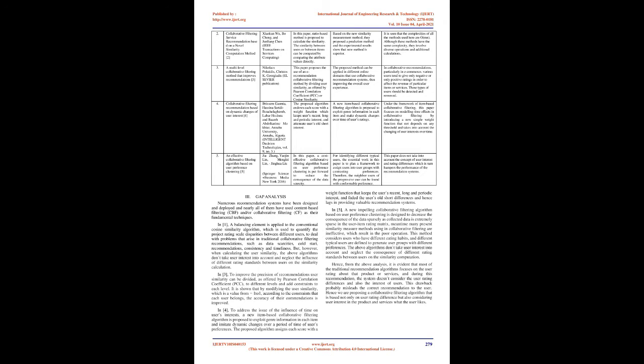3. A multi-level collaborative filtering method that improves recommendations. 3. Nikolaos Polatidis, Christos K. Georgiadis, Elsevier publication. This paper proposes the use of an e-recommendation collaborative filtering method by dividing user similarity, as offered by Pearson correlation coefficient, PCC, or cosine similarity. The proposed method can be applied in different online domains that use collaborative recommendation systems, thus improving the overall user experience. In collaborative recommendations, particularly in e-commerce, various users tend to give only negative or only positive ratings in order to affect the revenue of particular items or services. These types of users should be detected and removed.